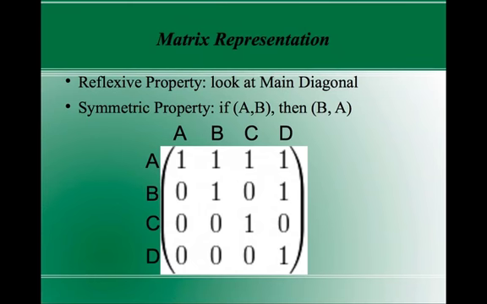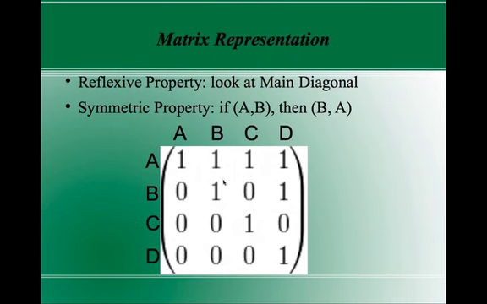In other words, A shares a relation with A, B with B, C with C, D with D, and so on and so forth for every element in the set. This can be seen in a matrix by looking at the main diagonal, right here. What you'll notice is that the main diagonal represents A with A, B with B, so on and so forth. So if the main diagonal is entirely made up of 1s, then you know that the matrix represents a relation that is reflexive.